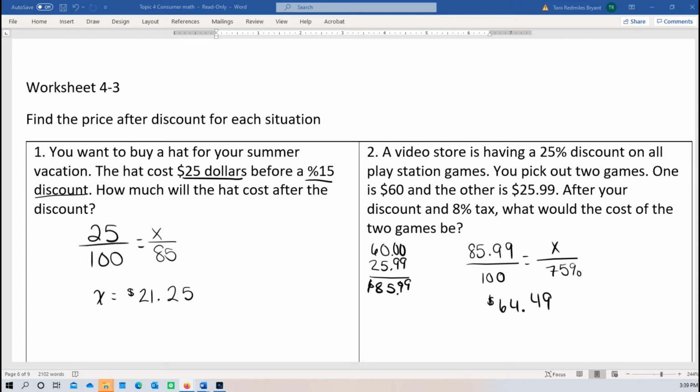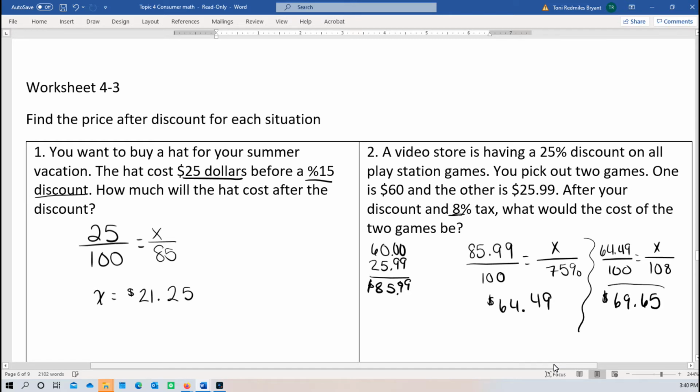Okay, so now we got to figure out the tax on this. All right, so remember tax, we put our price before, and that's 100%. In taxes, we're paying above and beyond the cost of our items, so it's 108% is what we're paying, and x. So let's go ahead and do that math, and we get $69.65 rounded after tax. So now we're back closer to the amount.